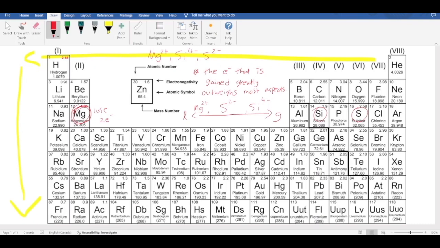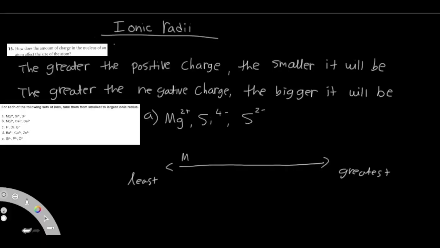However, we need to understand that every time an electron is gained, the amount of repulsion is very, very great. Hence why 4 electrons gained here outweighs the amount of electrons gained here, which is just a 2 minus. And even though this magnesium here loses 2 electrons, it's still not going to be as strong. So what we have here, we have Mg 2 plus, then we have S2 minus, and then we have Si4 minus.